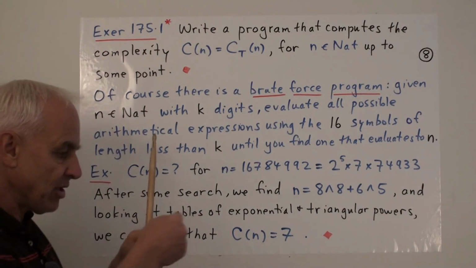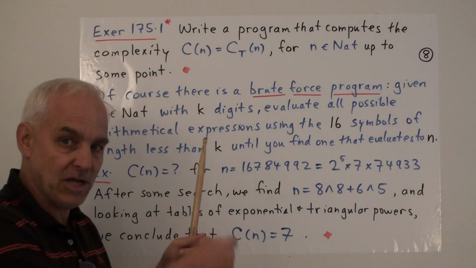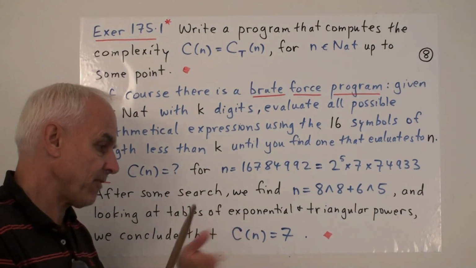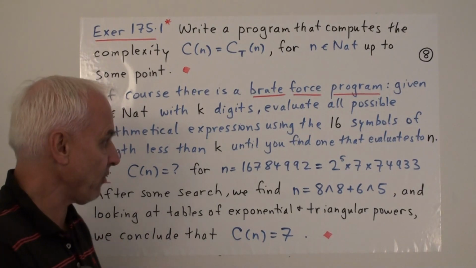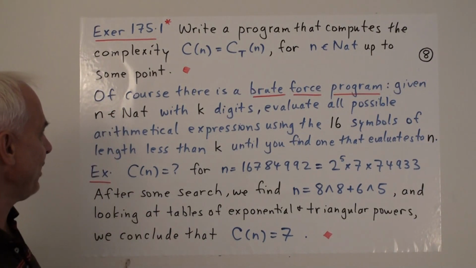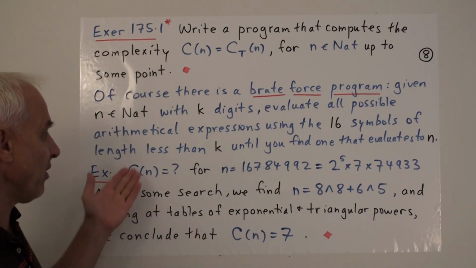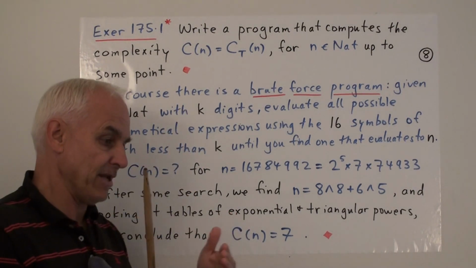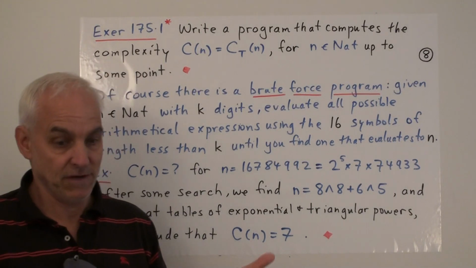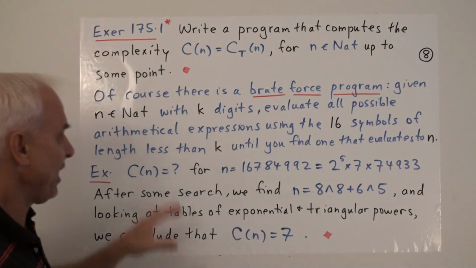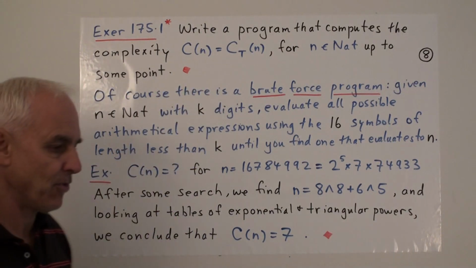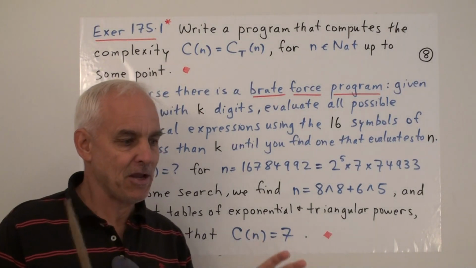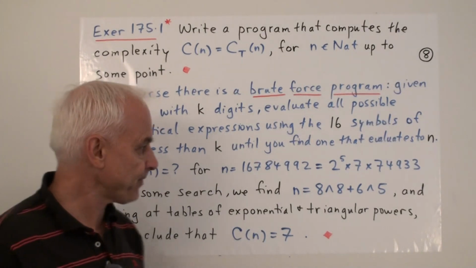At each stage, there's only 16 possibilities for each symbol. So there's a finite number of possibilities, so there's a finite amount of work, but of course quite a lot of work. So eventually you will either get to the k digits itself, or you will find a shorter arithmetical expression which gives you the complexity. But that's not the program you want to write. Of course you want to write something that's cleverer, that uses the existing understanding of powers.